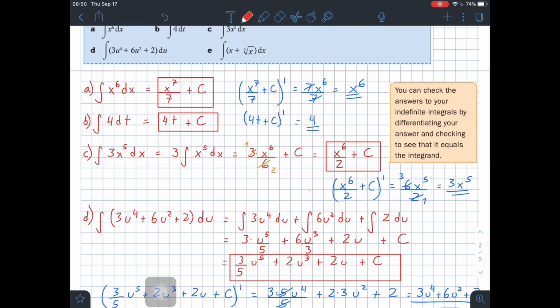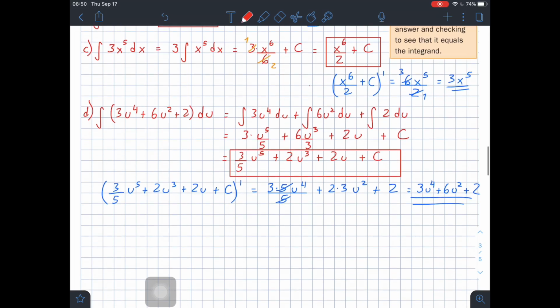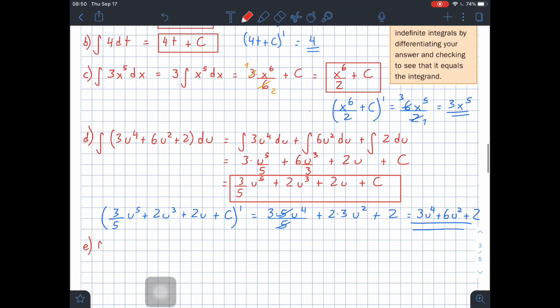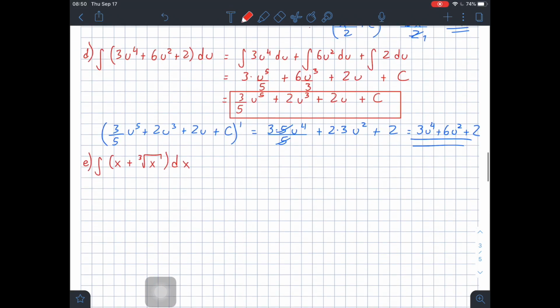Okay, finally, we're going to see the last exercise, which is part E. Part E says the following. We want to find the integral of x plus the cubic root of x, with respect to x. X plus the cubic root of x with respect to x.